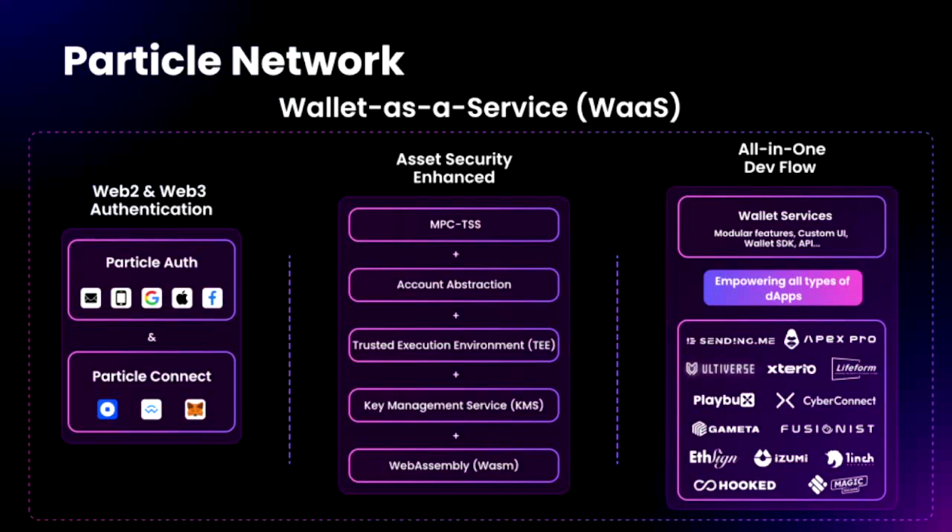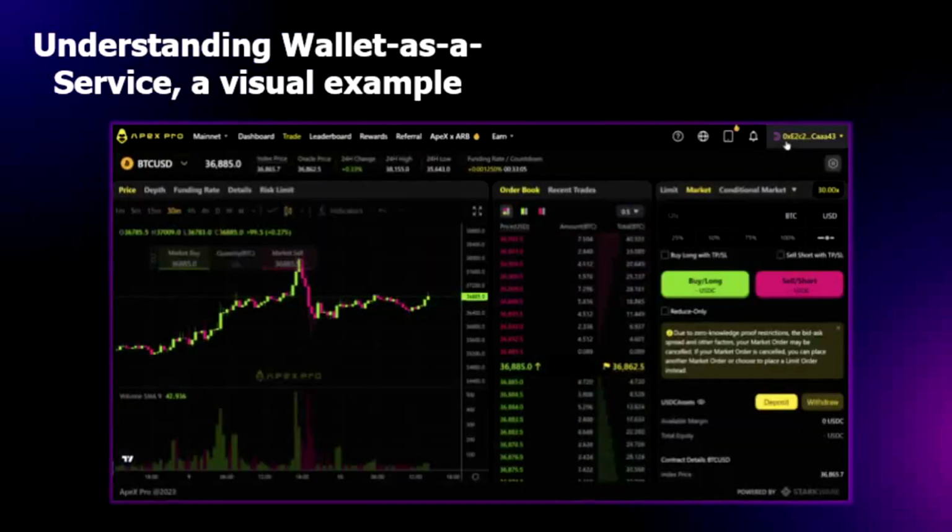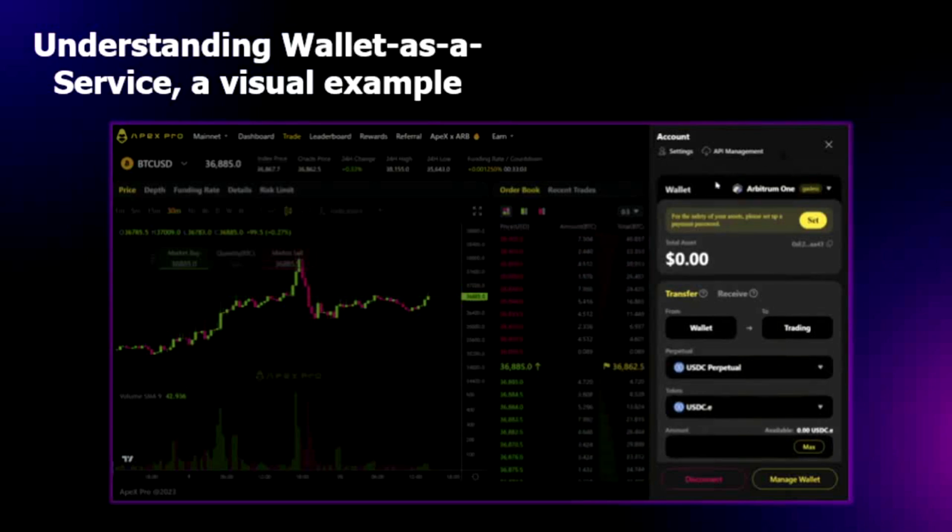And so far we've seen good success with this product, with applications like Apex Pro. This is a good example of a pretty solid, relatively widely known application that's integrated our Wallet as a Service. And they've done this in a way where, as you can see, you can log in with your social account. You're now into the application.